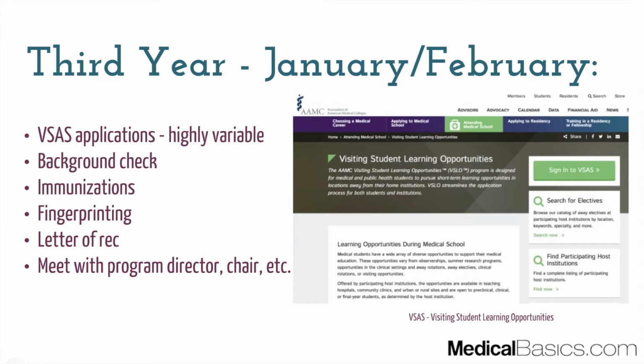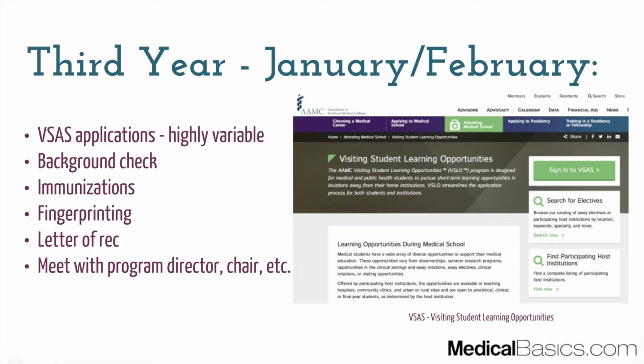Now let's fast forward to January and February of your 3rd year. So this is gearing towards the end of your third year, almost getting into your fourth year, but not quite. This is when VSAS is really starting. It's important to note VSAS, which is the Visiting Student Learning Opportunities. I forget what exactly it stands for, but this is the portal that you're using to do all of your away rotations.